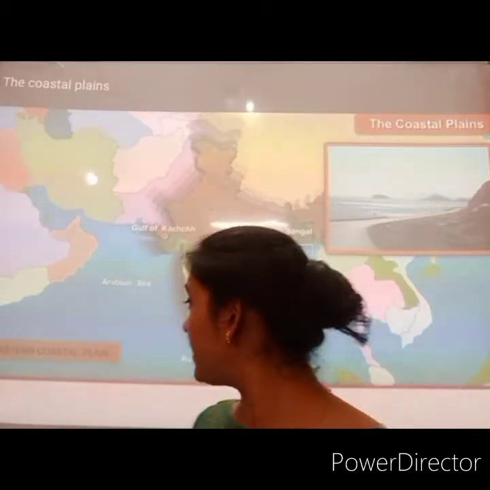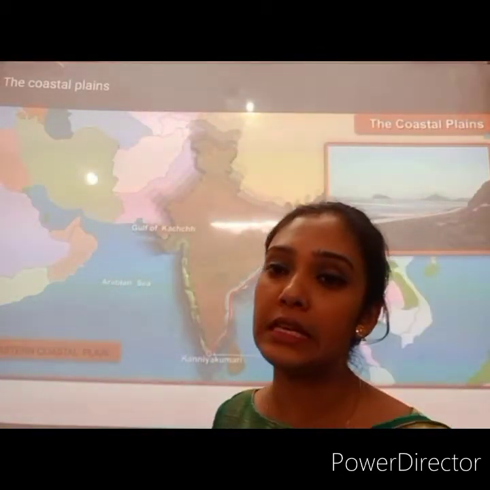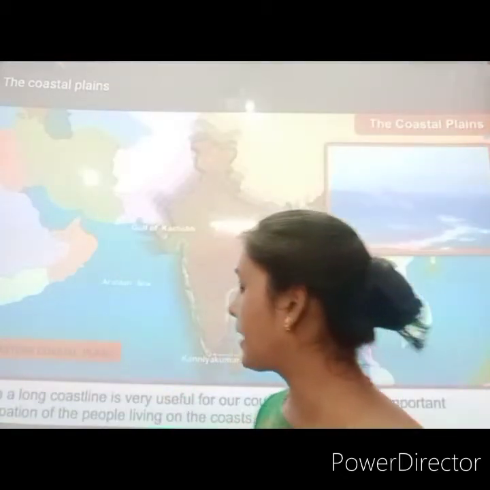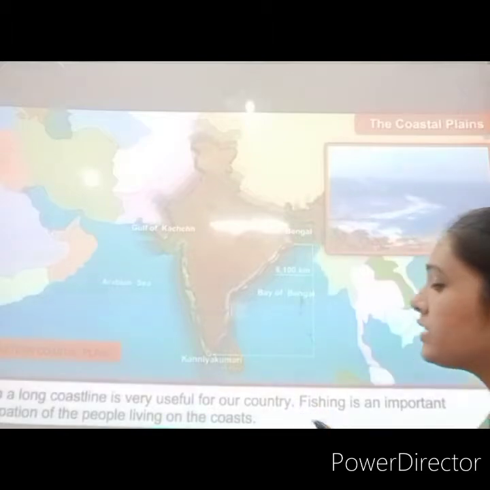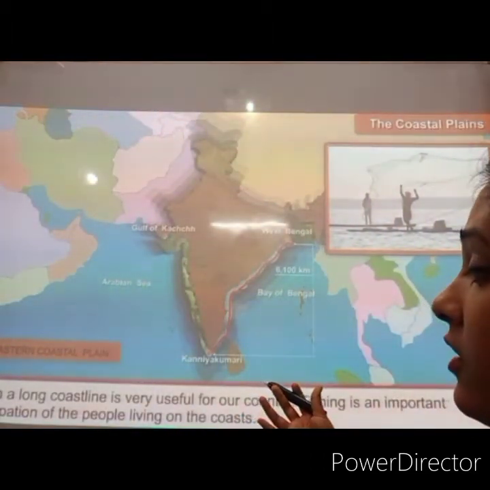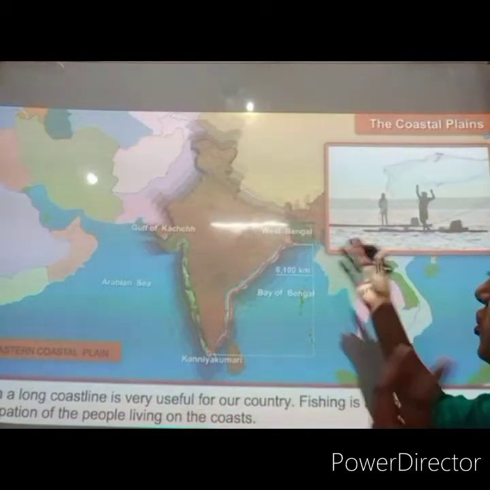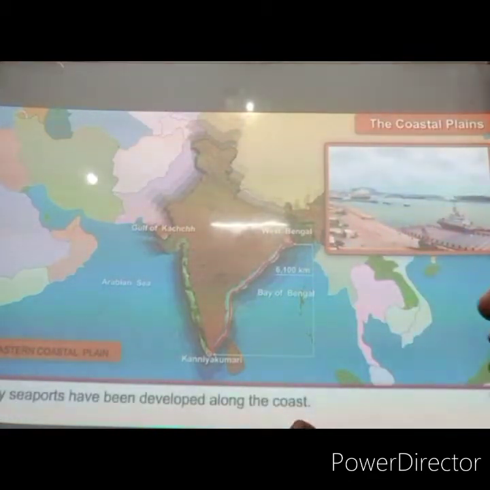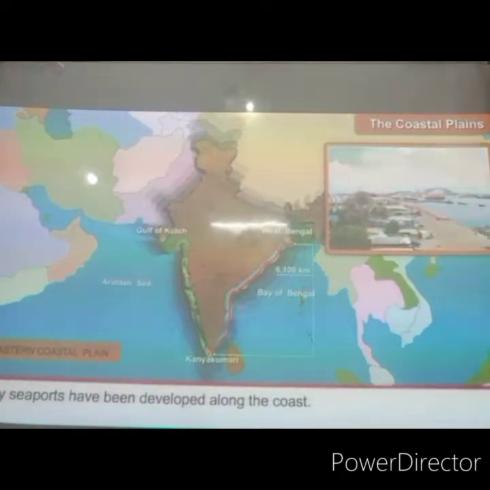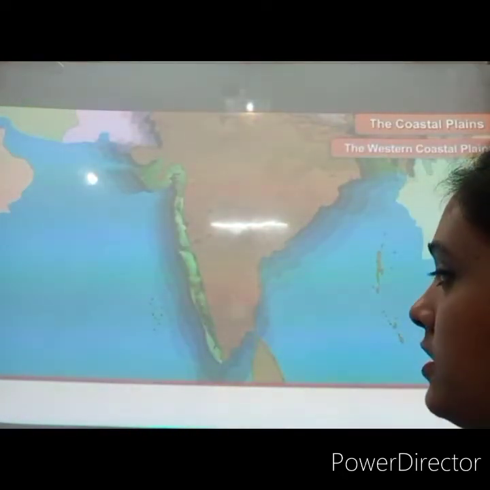Now, Kanyakumari is the southernmost tip of the Indian mainland. Such a long coastline is very helpful for our country because fishing is done, seaports are here, and all the fishing ports are residing near the areas. Many seaports have been developed along the coasts.